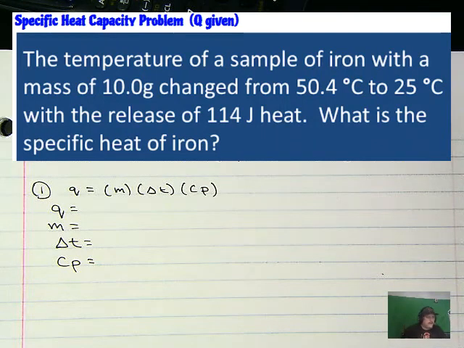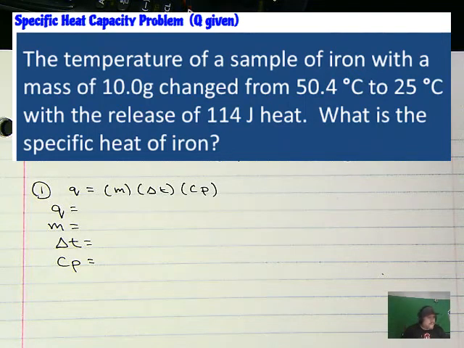Okay, here we go. This is a specific heat capacity problem. In this case, Q is given. We're not solving for Q. Remember from the notes that does affect how we approach the problem. And I'll explain more at the end of the question too to show you what happened.